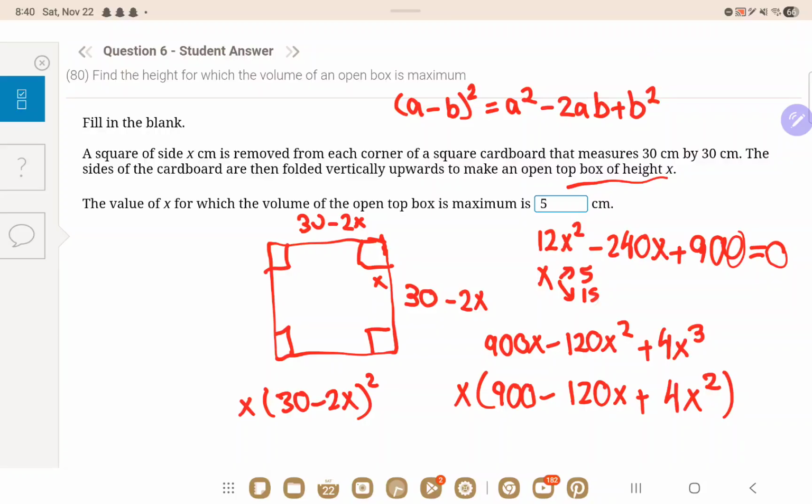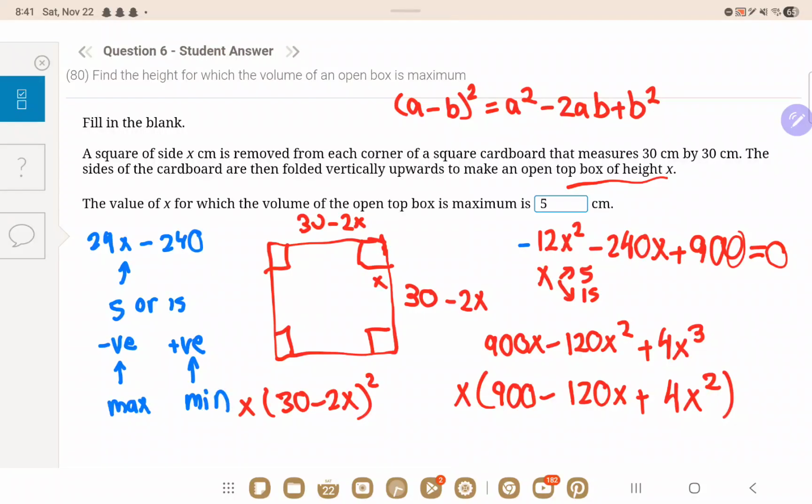Once you get to this point, I need you to derive this again. So you're gonna get 24x minus 240. Now, when you replace this x with 5 or 15, is the answer a negative or a positive number? When you replace it with 5, it's gonna give you a negative number, and when you replace it with 15, it's gonna give you a positive number. When you have a negative number, that's the maximum, and when you have a positive number, that's the minimum.